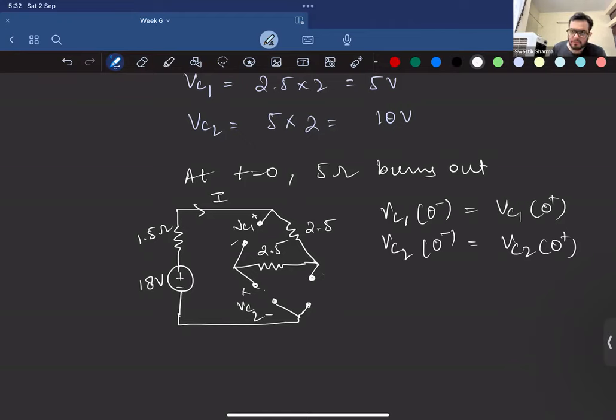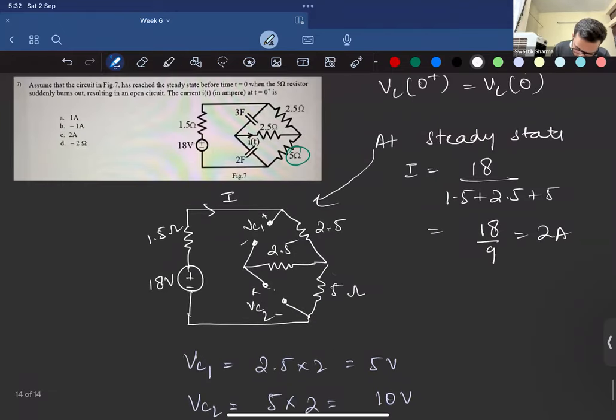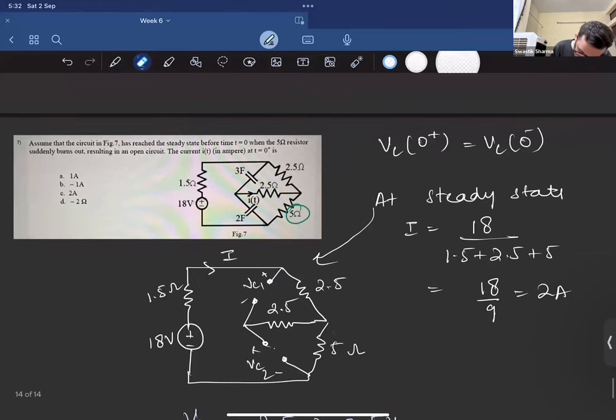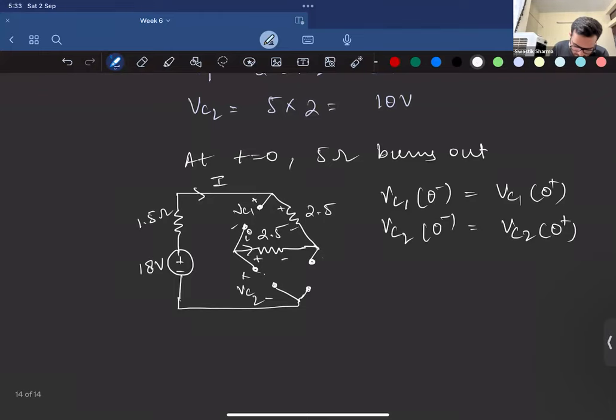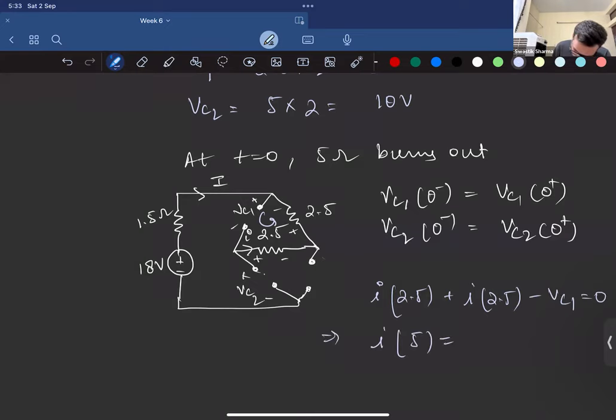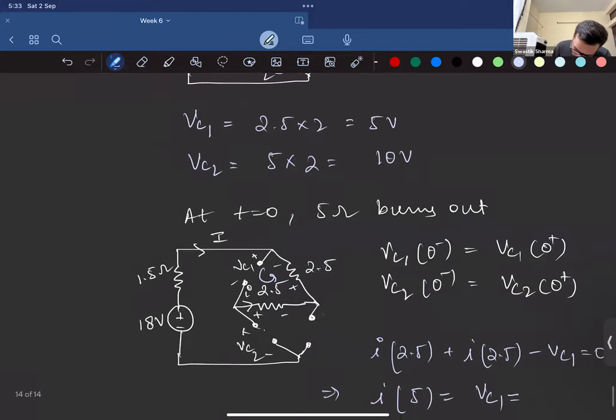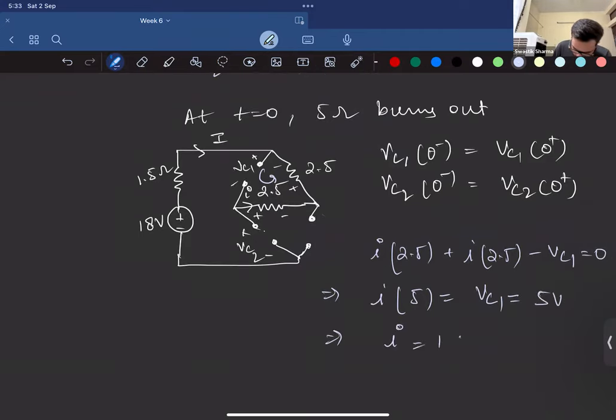So now we can easily calculate the value of current, right? We need to find the value of I, this I. So plus minus, let's say the current is going to plus minus. Since the circuit is open circuited, let's calculate this current only. So the current will go from here to here too. So let's apply KVL around this loop. It's I into 2.5 plus the same current will flow, I into 2.5 ohm, minus VC1 equals 0. Therefore, I into 5 is equal to VC1, which is equal to 5 volt. So that means I is nothing but 1 ampere.